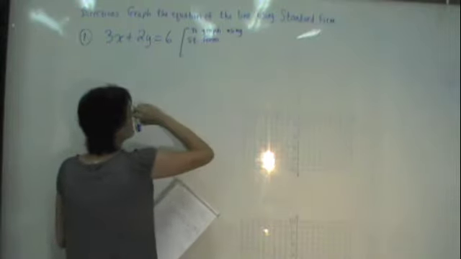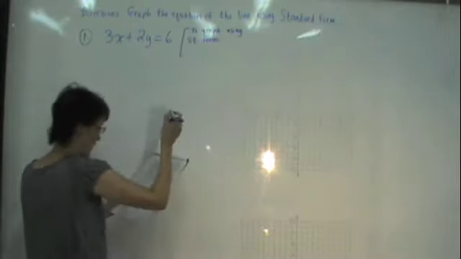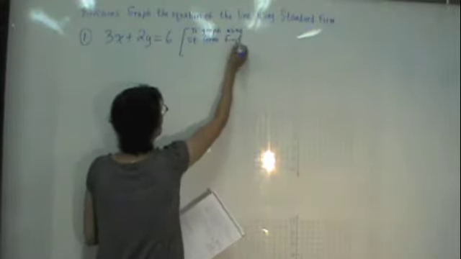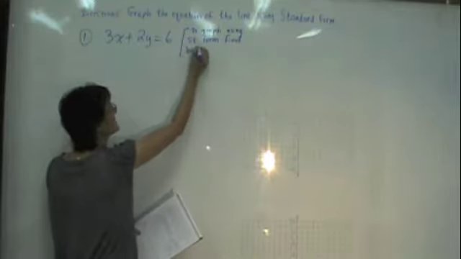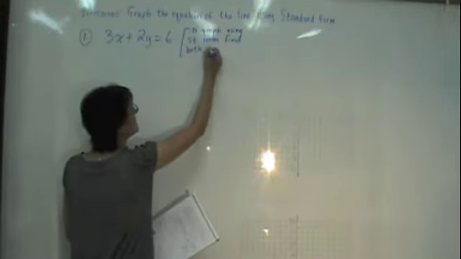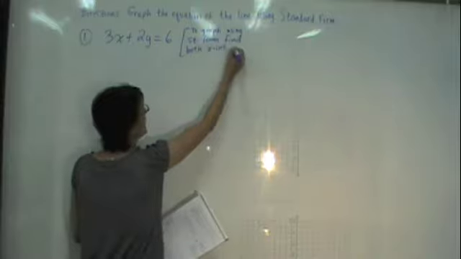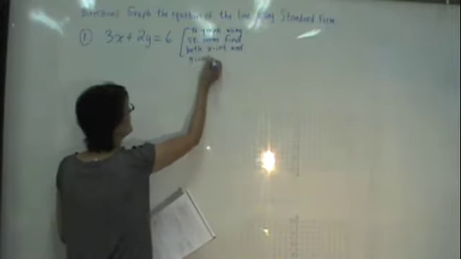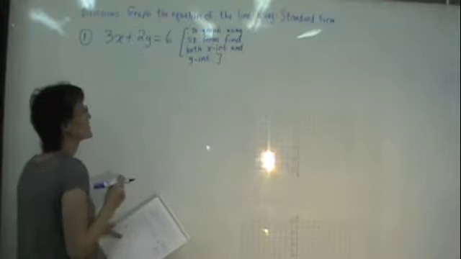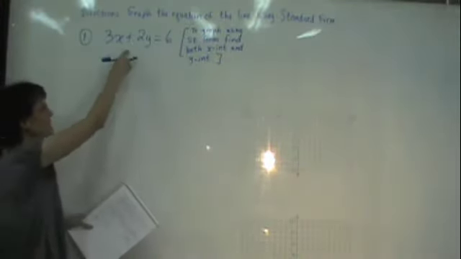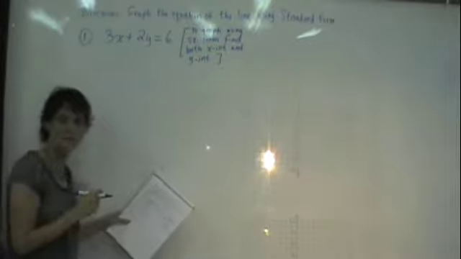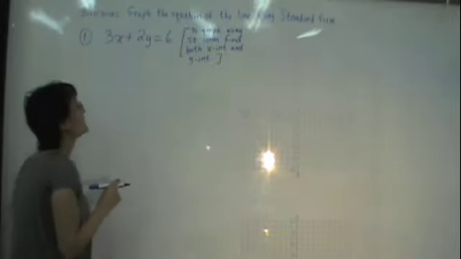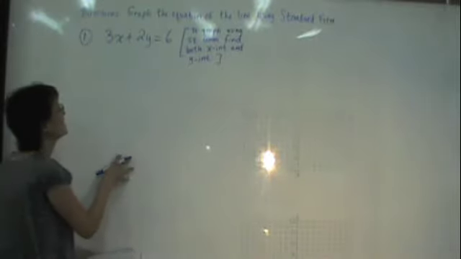Okay, all right, so to graph using standard form, you're going to find both the x intercept and the y intercept. Okay, so that's our task. So in order to graph in this form, we have to find both the x-intercept and the y-intercept. Okay, and this is not a difficult task, so we can do this.